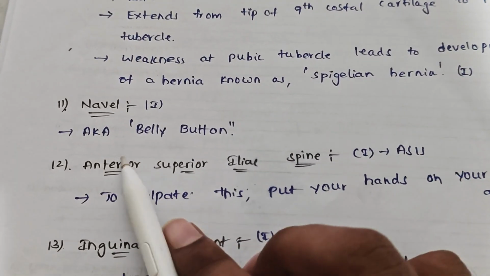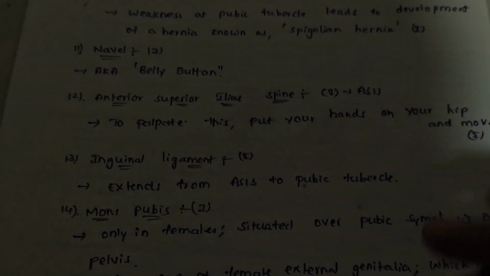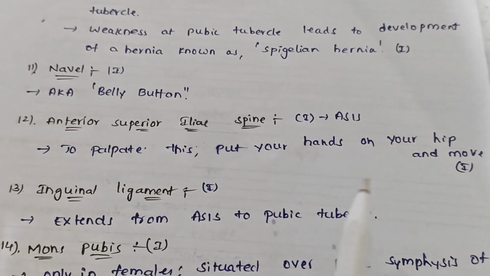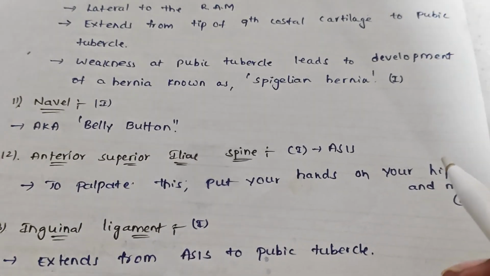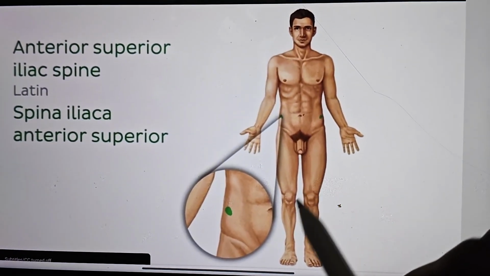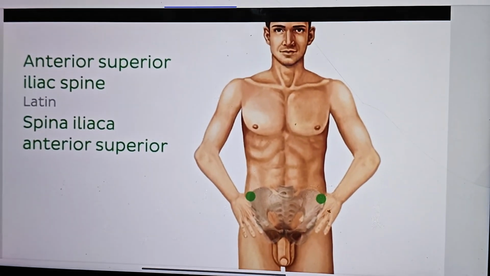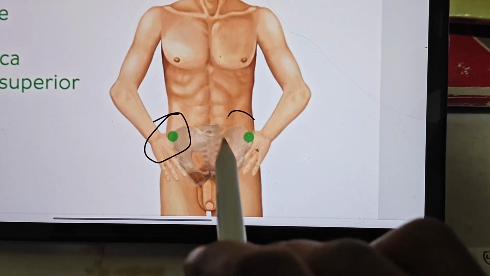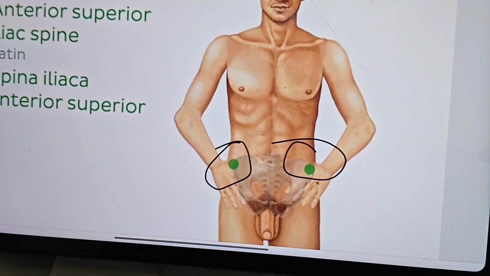We know this already, which is also known as belly button. This one right here. Next one is the anterior superior iliac spine, ASIS. To palpate this, put your hands on your hip and move. You can palpate this surface anatomy landmark. You can see the location of ASIS here. Like this, if you put your hands on your hip and you move, then you can palpate this surface anatomy landmark.